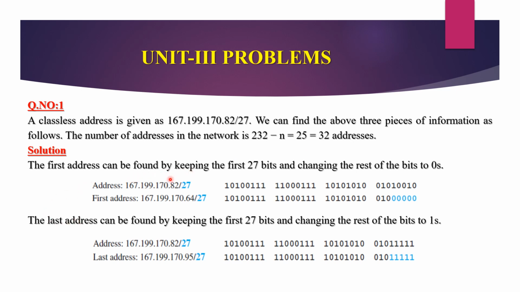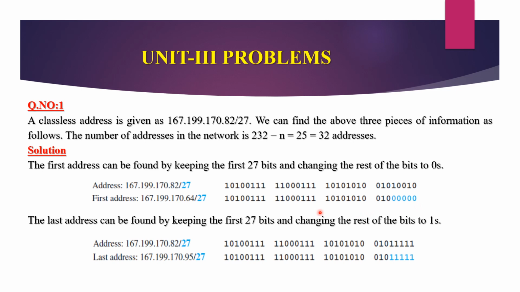The first address can be found by keeping the first 27 bits and changing the rest of the bits to zeros. So the given address is 167.199.170.82/27. We keep the first 27 bits, and the first address is this. Taking the binary, 8 bits, then another 8 bits makes 16, another 8 bits makes 24, then the 25th, 26th and 27th. So we keep the first 27 bits as such, and we change the rest of the bits to zeros.